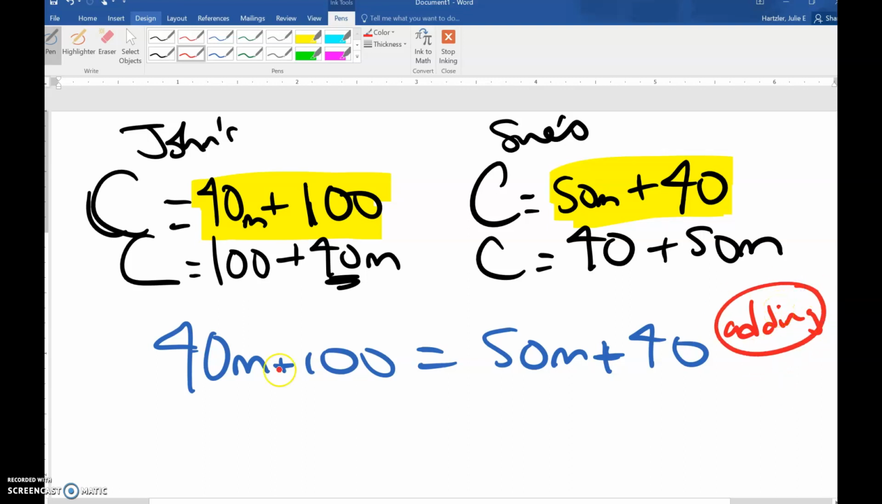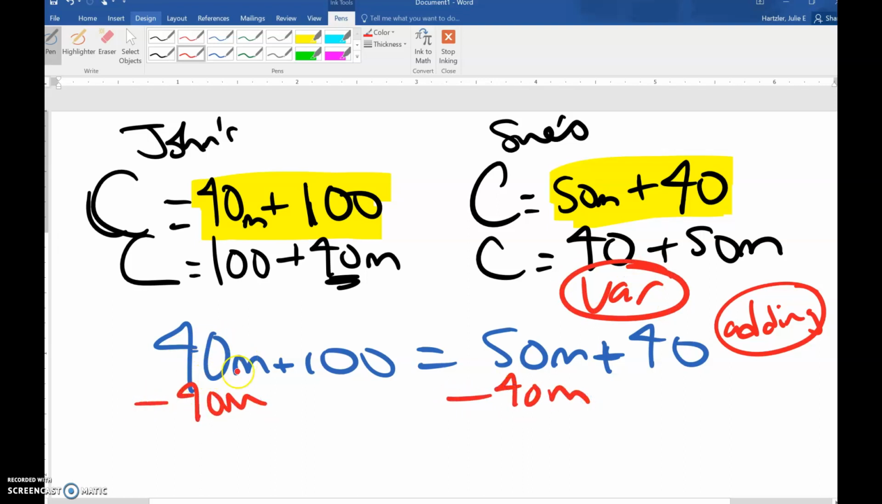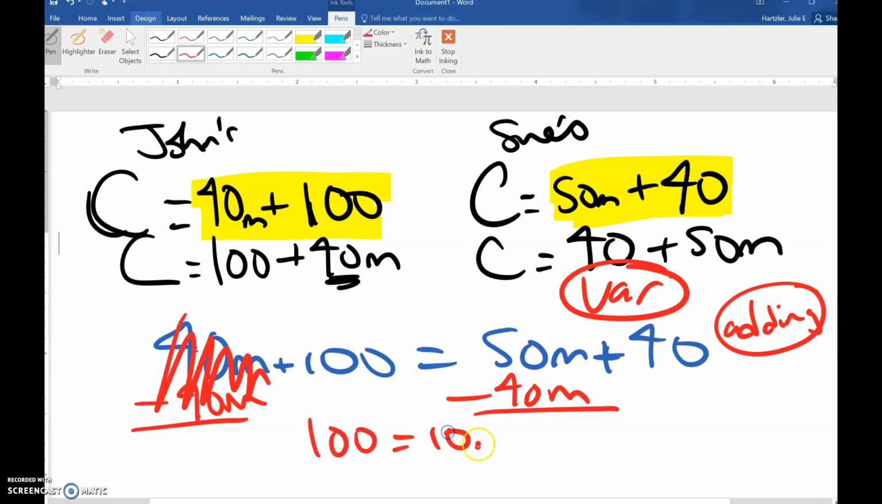Because there's adding in the problem, you're going to use it to get things to move. I like to keep my variables positive, so I'm going to put my variables on this side. I have to move them using adding because we're doing order of operations backwards. To get rid of a positive 40m, you either need to subtract m or add a negative 40m, however you want to view that. And those go away, and I get 100 equals 10m plus, and then that 40 just comes down.